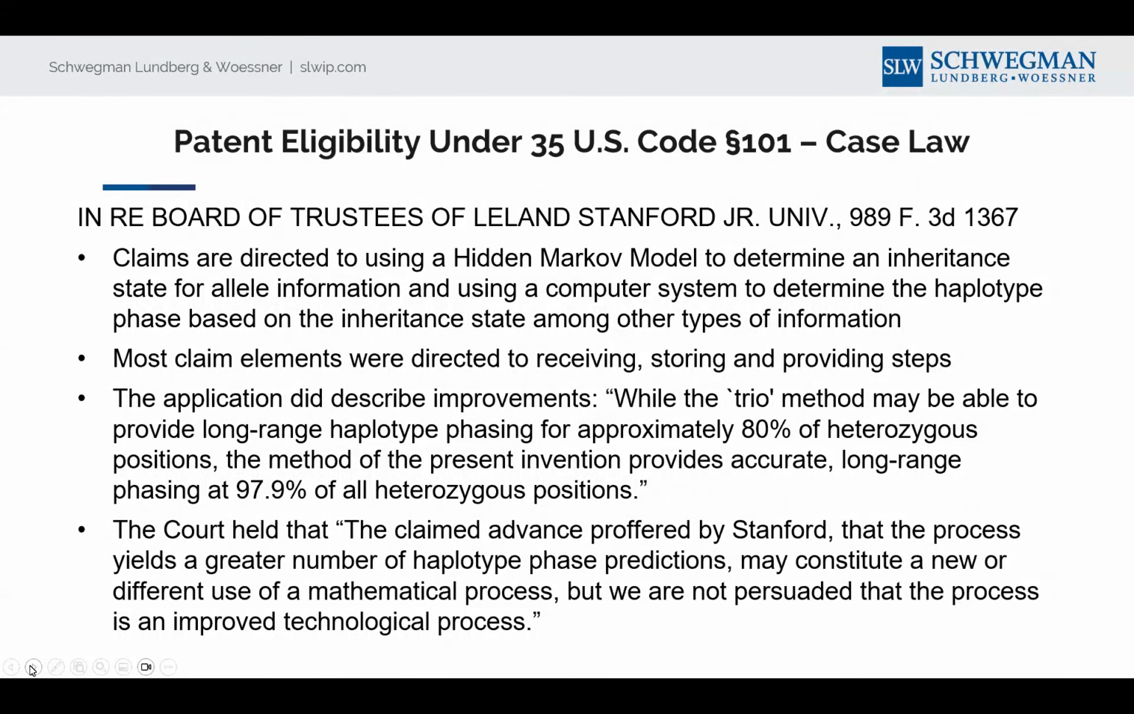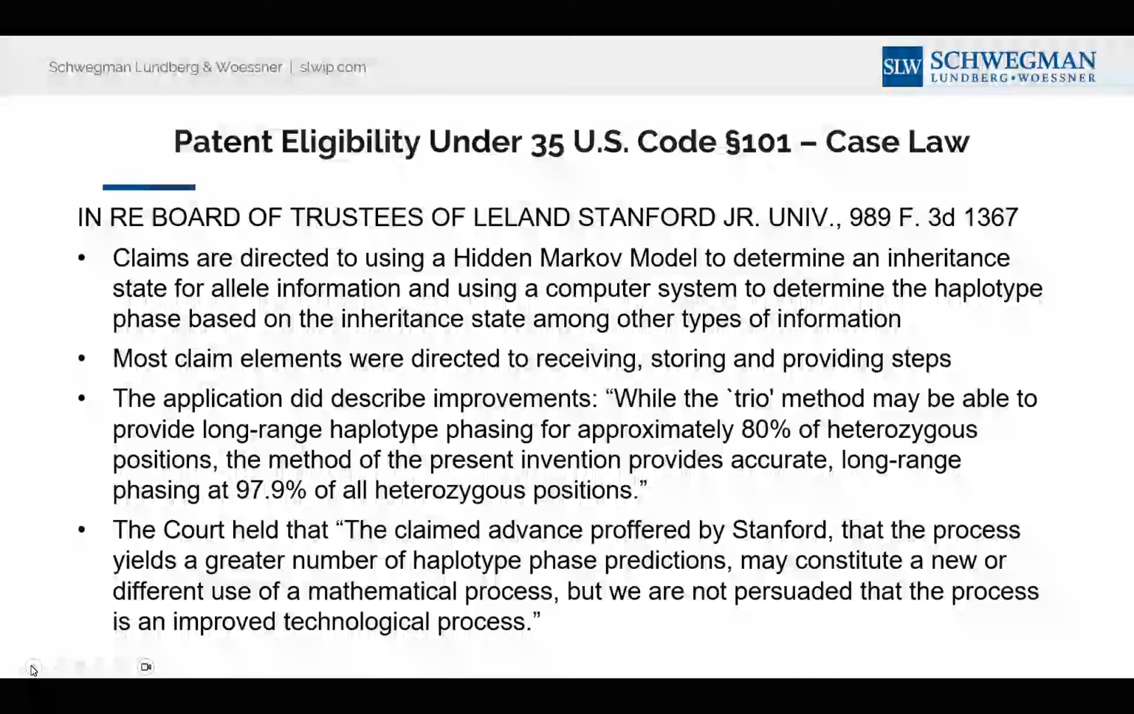And this is a quote at the bottom that talks about how the process yields a greater number of haplotype phase predictions, and it may constitute a new or different use of a mathematical process, but we are not persuaded that the process is an improved technological process. So I think if they had shown, described, and claimed a little bit more about changes that they needed to make, either using the hidden Markov model differently or pre-processing the data, that would have helped this case a little bit more.